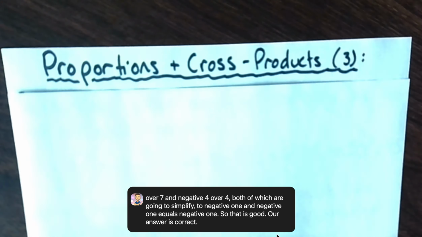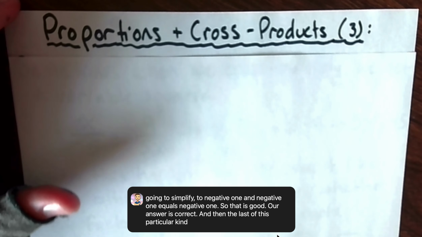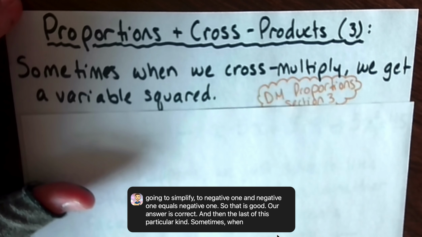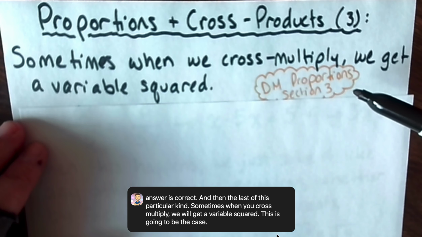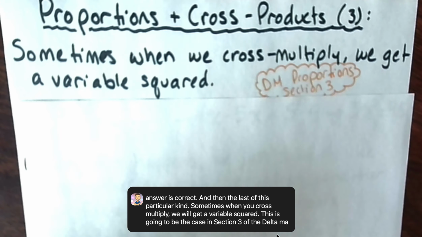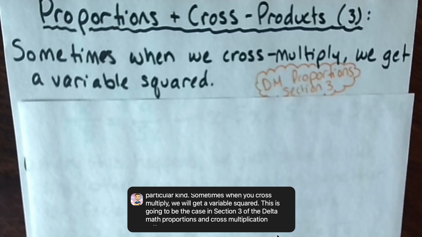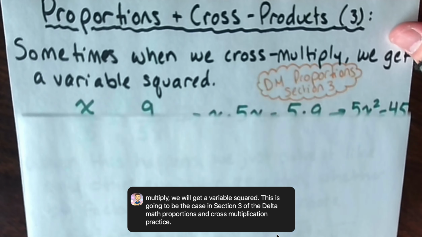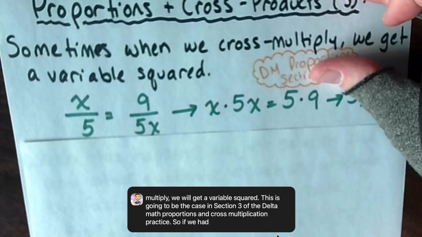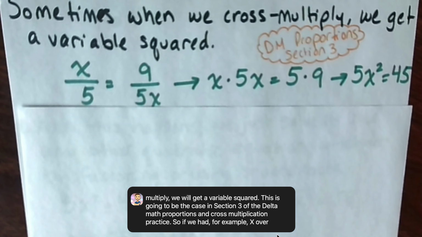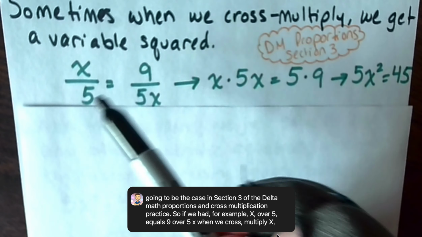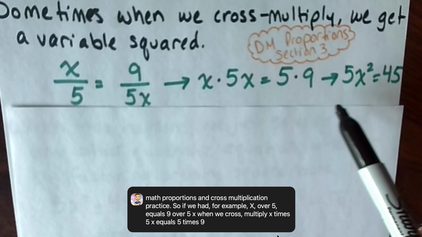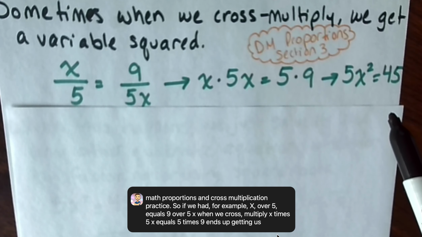And then the last of this particular kind. Sometimes when we cross multiply, we will get a variable squared. This is going to be the case in section 3 of the Delta Math proportions and cross multiplication practice. So if we had, for example, x over 5 equals 9 over 5x, when we cross multiply, x times 5x equals 5 times 9, which gets us 5x squared equals 45.